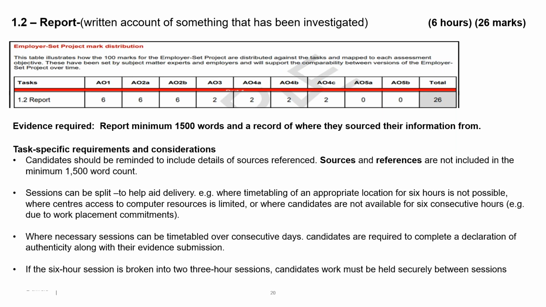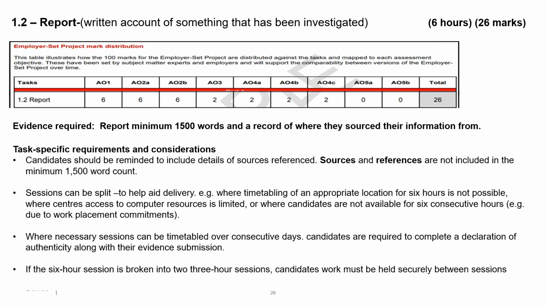So within this, you can see here, what do we want off you? We want a report. The report has to have a minimum of 1,500 words. And again, the record of where they source that information from. And the sources and the references are not included in that minimum 1,500 word count. And the reason I'm emphasizing the word minimum here is because it's to give you clear guidance on what is needed for marking. And the word count is there to set an expectation of the minimum quantity expected.